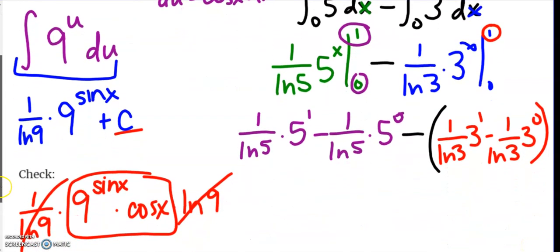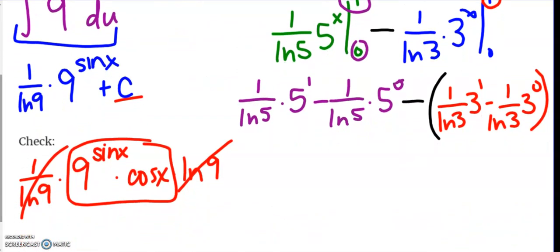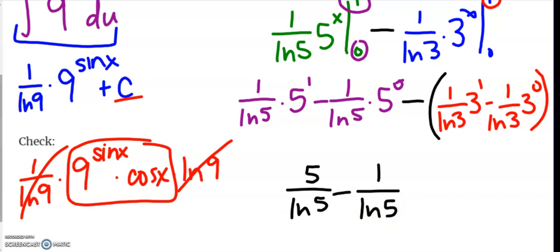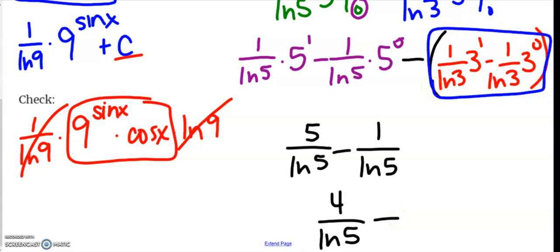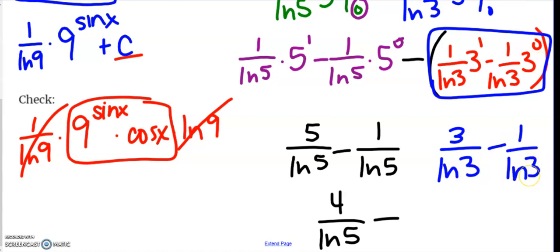Now, officially, could you leave your answer like this? Sure. Would I like that you clean things up a little bit? Yes. So this is 5 over the natural log of 5 minus, 5 to the 0 is 1, so minus 1 over the natural log of 5, which really is 5 minus 1, 4 over the natural log of 5. Minus, on the inside here, this is really 3 over the natural log of 3 minus, 3 to the 0 is 1, so minus 1 over the natural log of 3, which makes 2 over the natural log of 3.